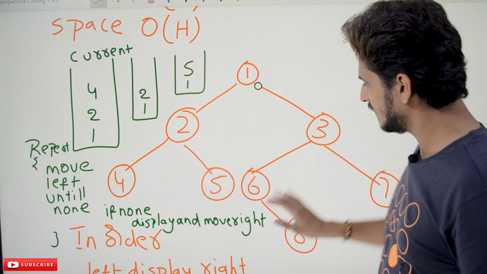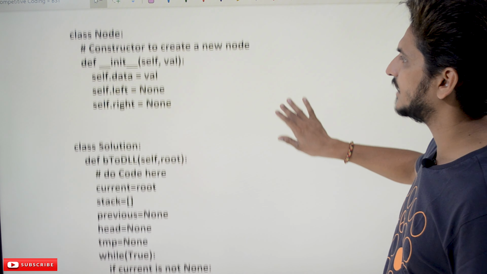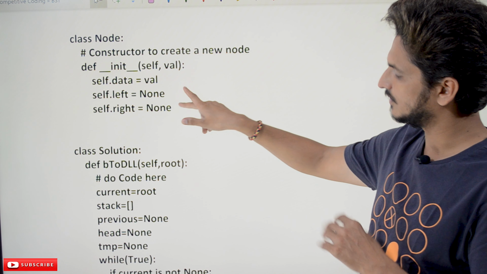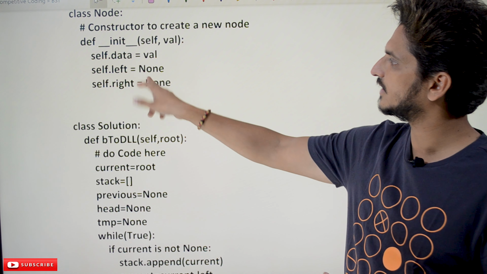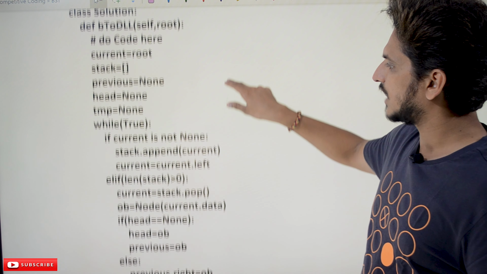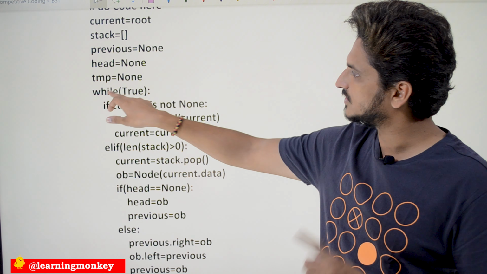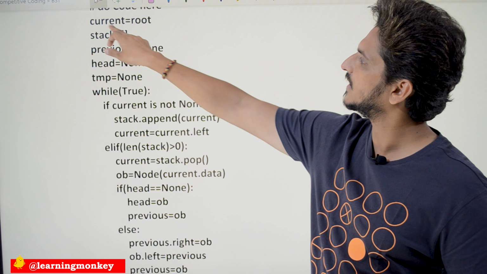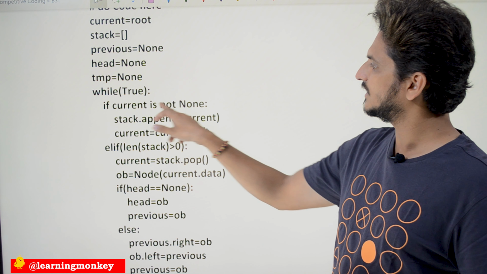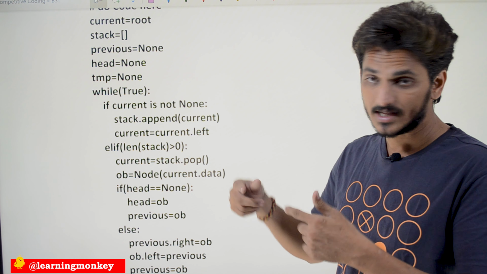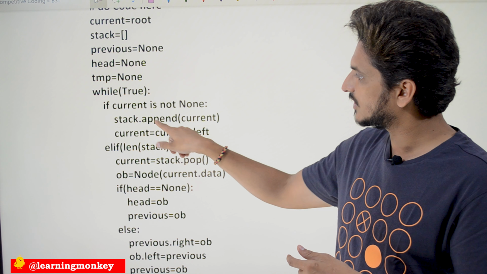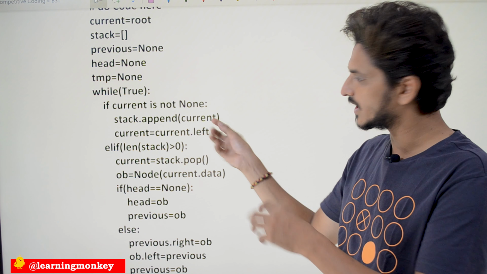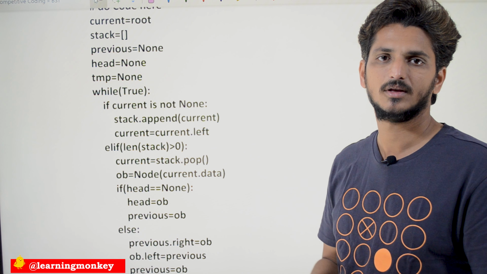So coming to the coding part, we will give a brief idea on the coding part. Here we are taking this node, meaning we have to take a node value, so left and right and data value. Coming to the logic part, we are taking previous is none, head is equal to none, and we are taking a stack, current is equal to root. If current is not none, stack dot append of current, put it on the stack and move left. Current is equal to current dot left, move left.